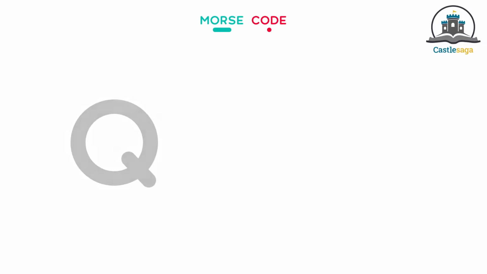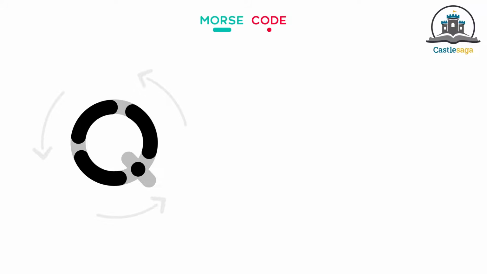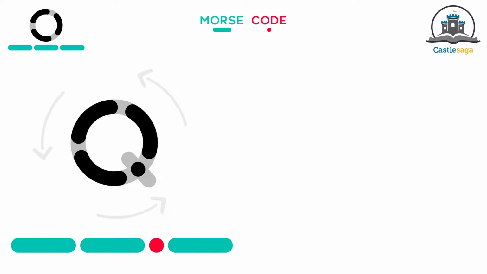Next, our letter is Q. Q is dash, dash, dot, dash. Again. Da, da, dit, da. Notice that O is da, da, da. And F is the opposite of Q. F is dit, dit, da, dit.